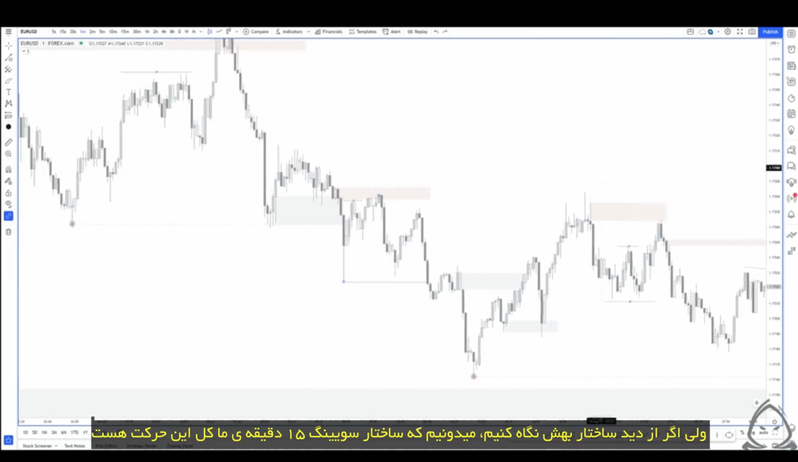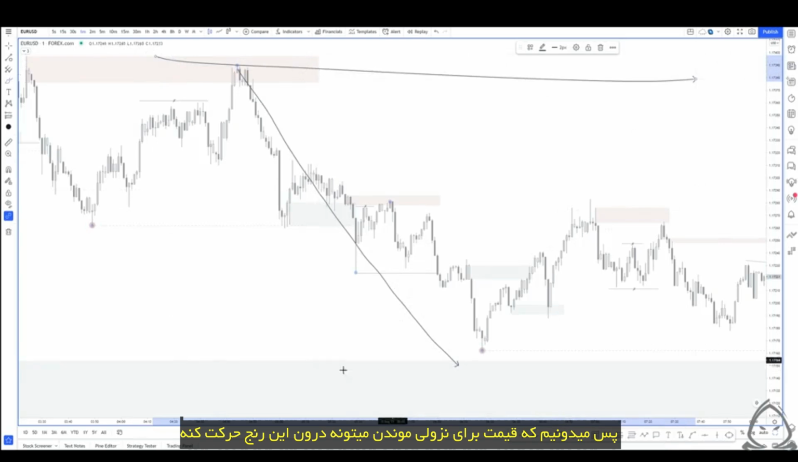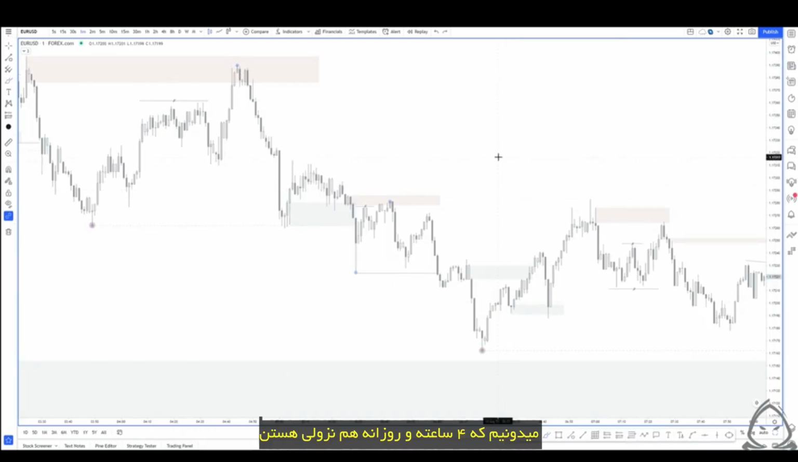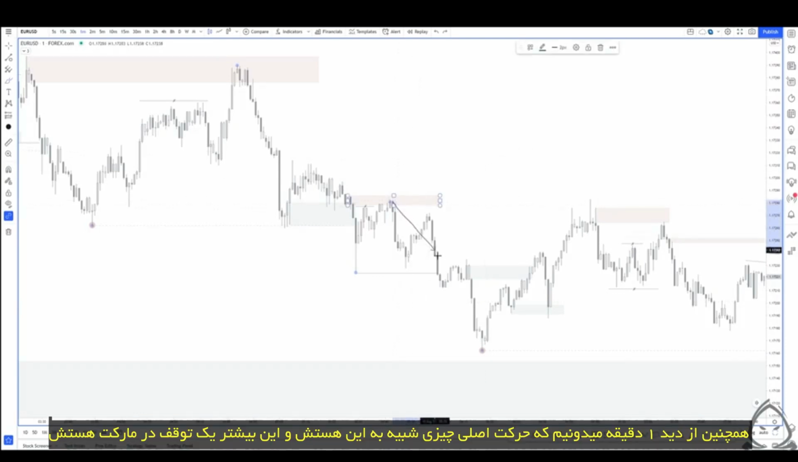But we also know, if we're just looking at it from a structural standpoint, that our 15-minute swing structure would be this entire move. So we know that price can move within this range and still remain bearish. We also know that the 4-hour and the daily are also bearish. We also know that from a 1-minute perspective, the true move would be something like that, as this is more of a pause in the market.